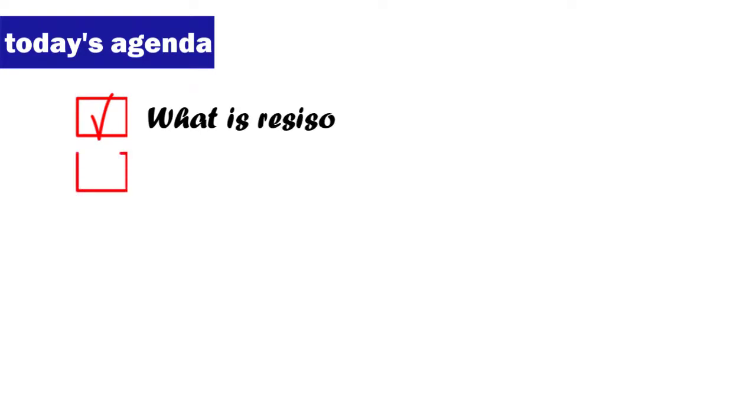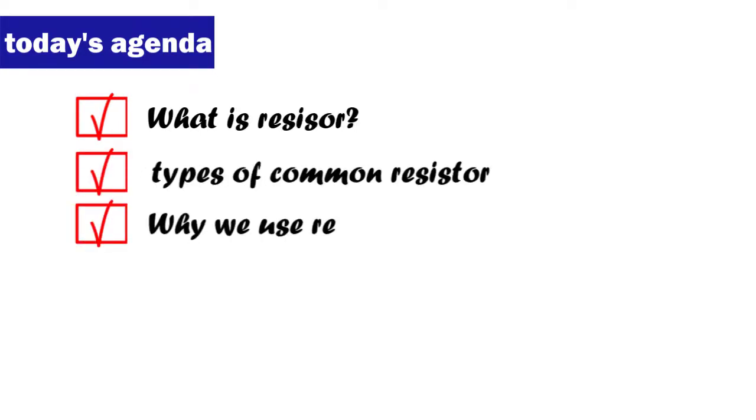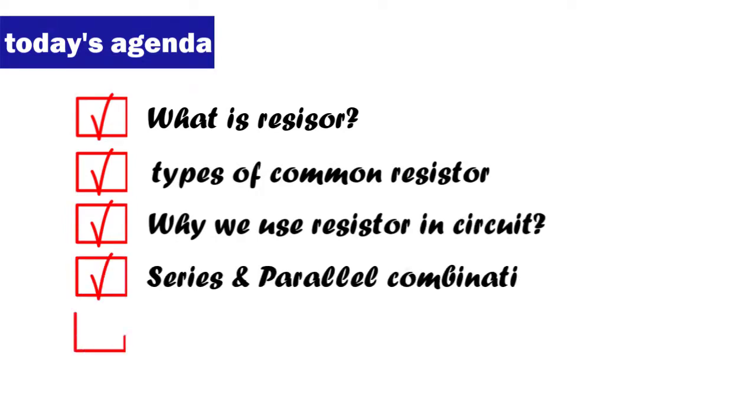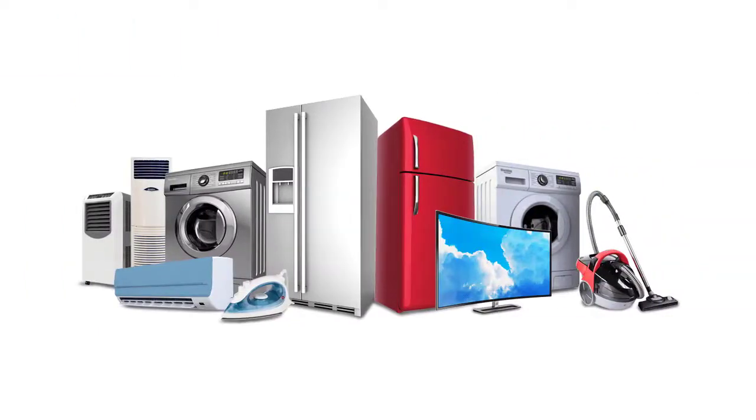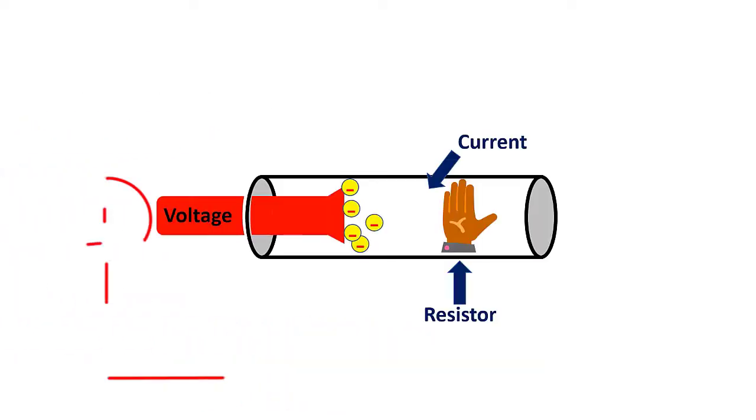What is resistor? Types of common resistor. Why we use resistor in circuits. Resistor combination in series and parallel. Resistor color band. You might wonder with the fact that resistor is found in almost all electronics home appliances.